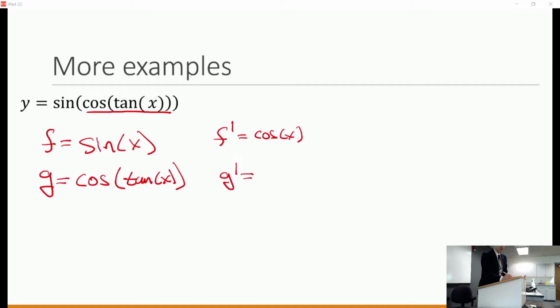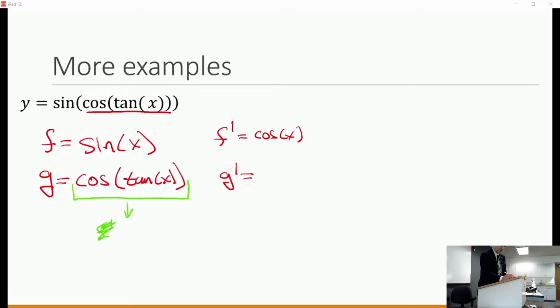Well, what happens is we end up having to do the chain rule a second time. This happens more often than you'd be surprised, that you have to do the chain rule twice. And so what I'm going to do is take this and do the chain rule a second time.